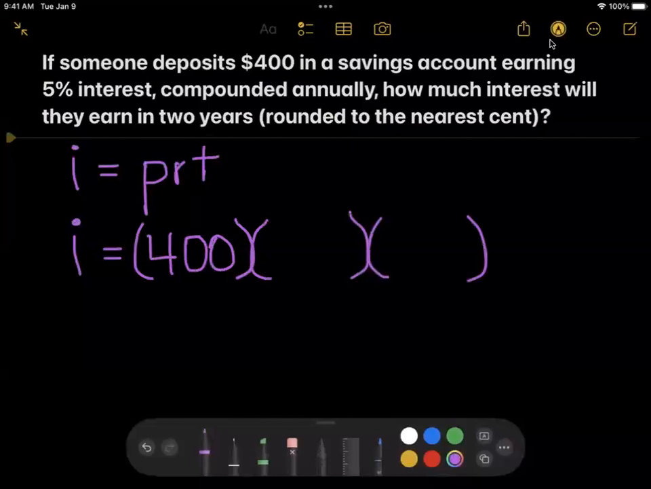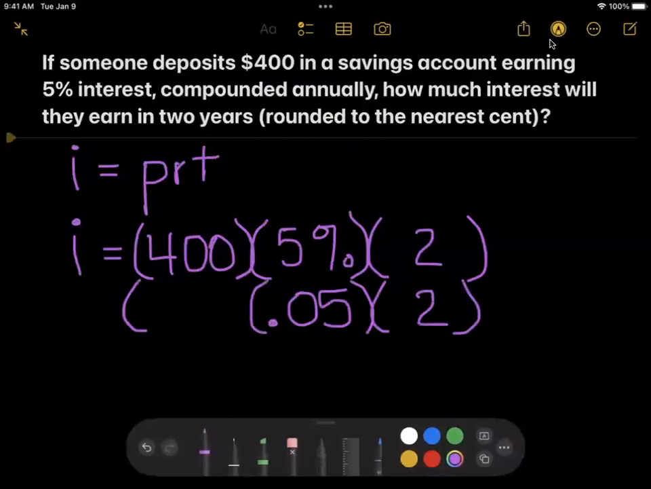Now, in this formula, when you see time, that's always time in years. So let's see, we have 5% interest. So 400 times 5% times 2 years. Now, one thing we need to do first before we do any calculating is we need to turn 5% into a decimal. That will make it easier to calculate. So 5% rewritten as a decimal would be 0.05. So we're going to multiply that times 2 and then times 400.